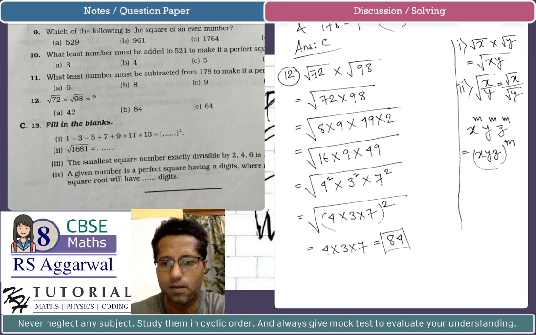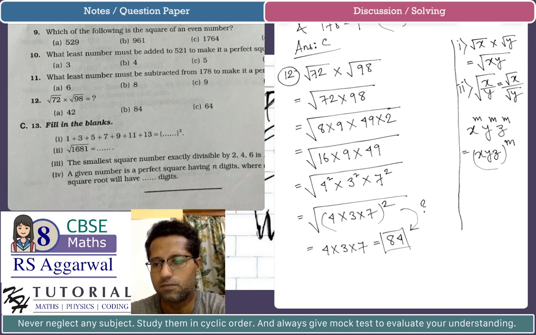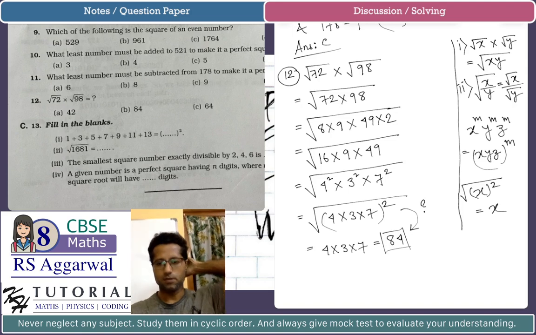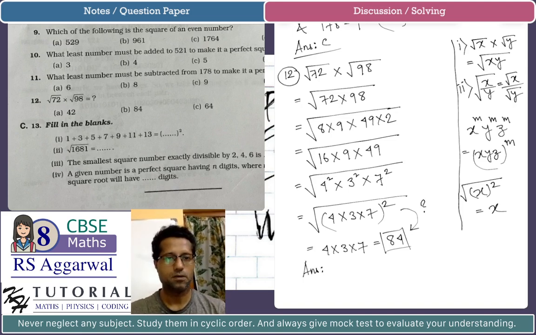Now how come we got this? Always remember the square root of a square of a number. Inside the square root we have the square of a number x, and if you take the square root of the square of a number x, the result is the number x itself. So the correct choice is B.